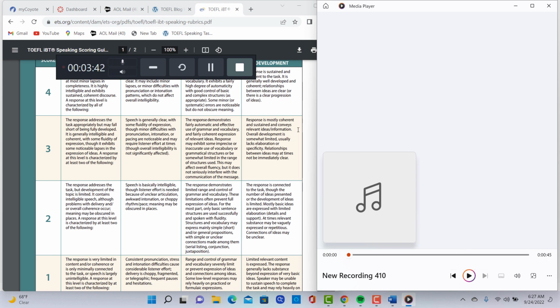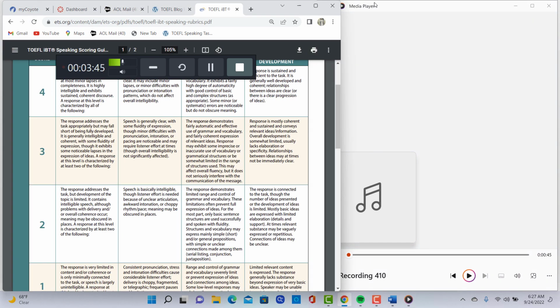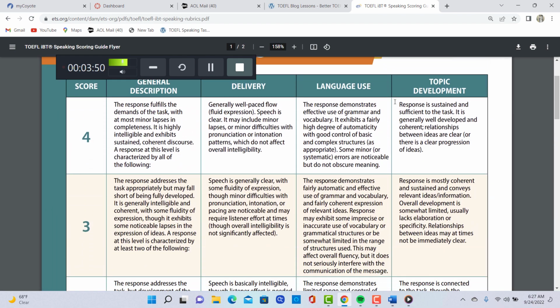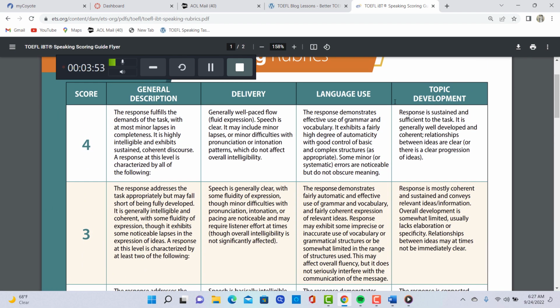It's good. Let me look at the rubrics here now. Let's look at the four here. I think this is a really good response here. Response fulfills demands of the task with most minor lapses in completeness. It's highly intelligible, exhibits sustained coherent discourse. Yes, you did that. You have a well-paced flow, fluid expression. Speech is clear. It may include minor lapses or minor difficulties with pronunciation or intonation patterns, which do not affect overall intelligibility. Yes, I understand everything that you just said.